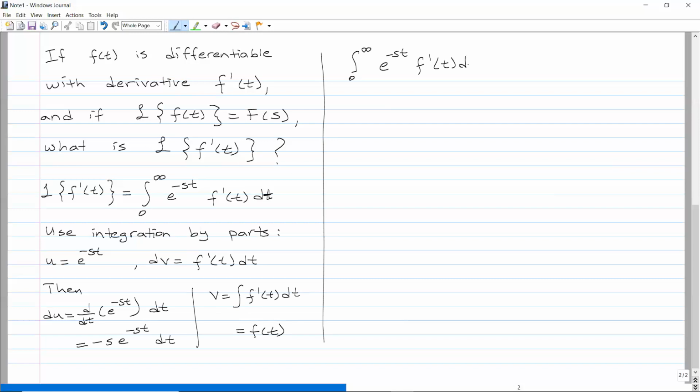So now, this integral, first of all, I write it as a limit. M goes to infinity of integral from 0 to M. And for this integral, I use integration by parts.